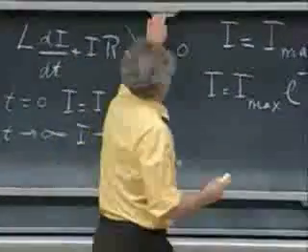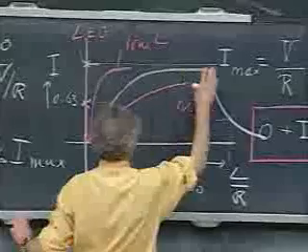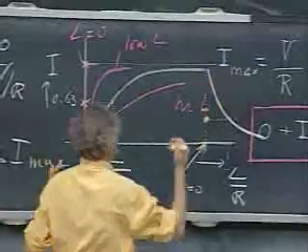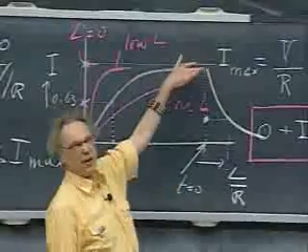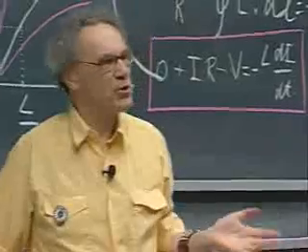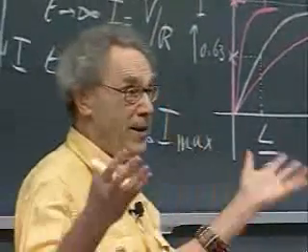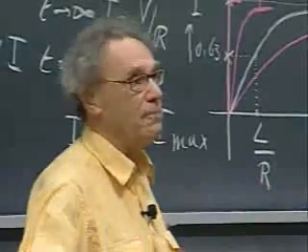When the current was running happily here with the battery in place, the current was, let's say, all the time I max. At least very close to that value, V over R. And so all the time there was heat produced in the resistor, I square R joules per second. Who was providing that energy? Well, of course, the battery.